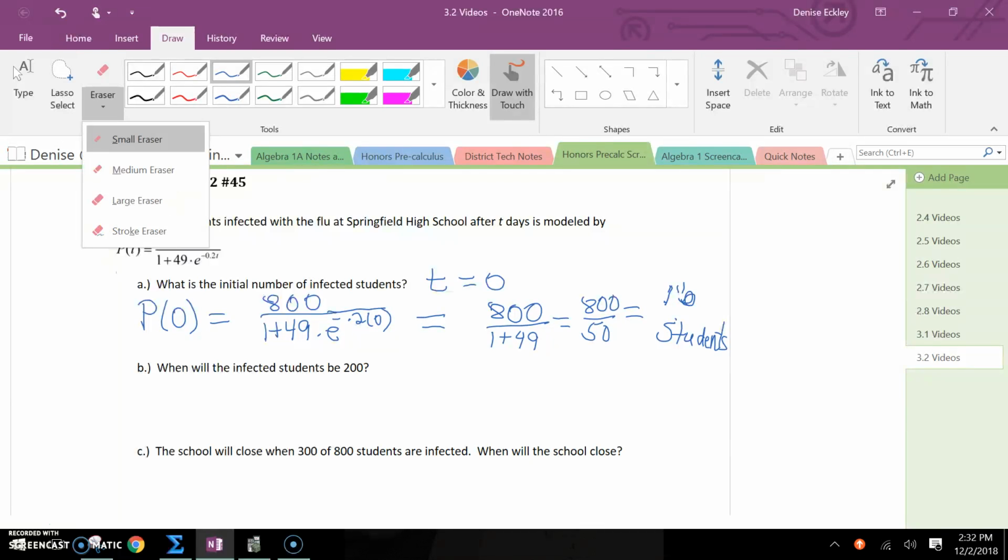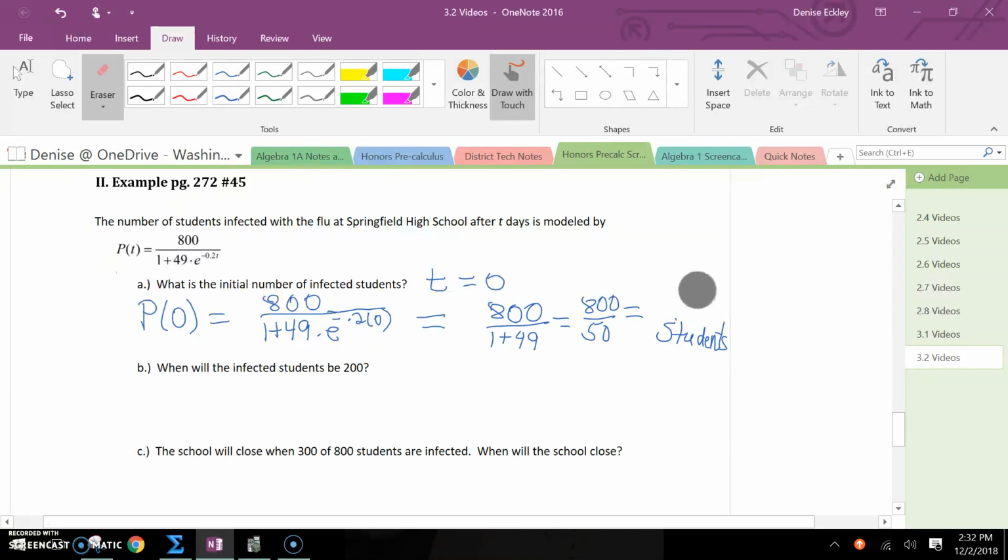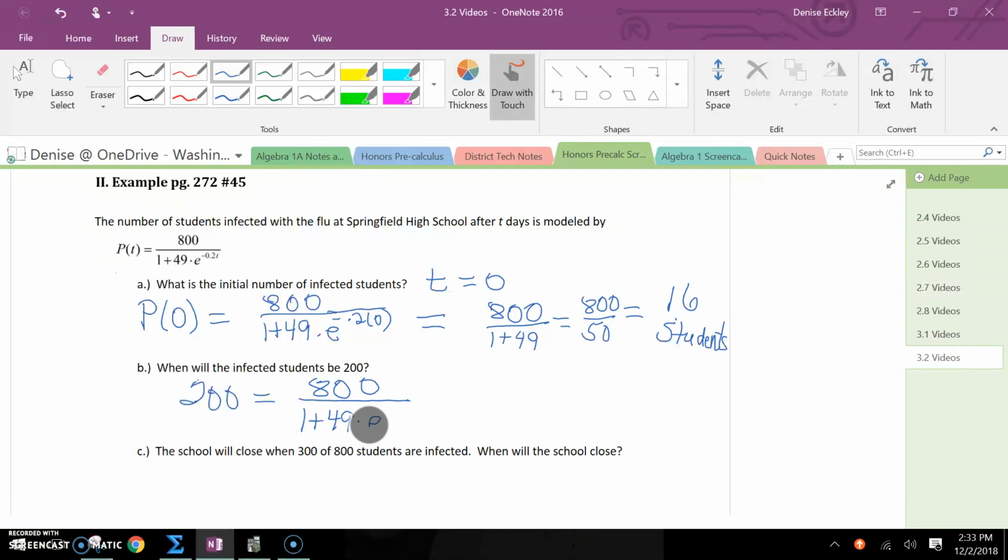Now the next part asks us to determine when there will be 200 infected students. So what we can do is substitute 200 for P of t, and we can find the intersection in the calculator when this happens. In section 3.5, we'll learn how to solve an exponential equation algebraically. So for now, we'll use our calculator.